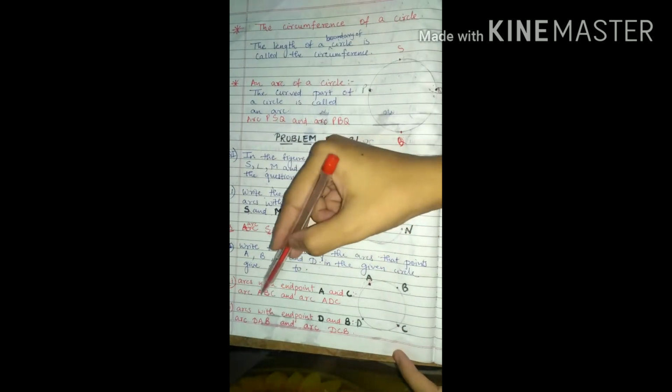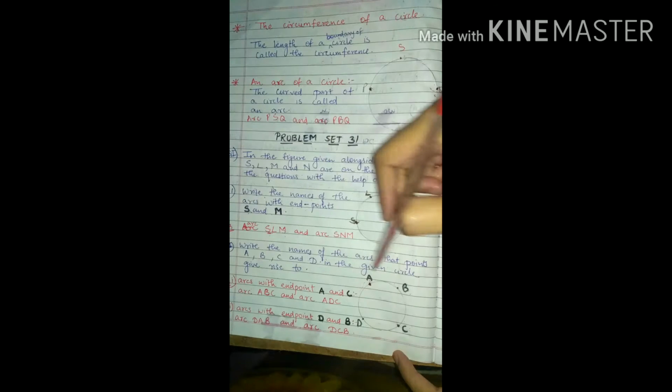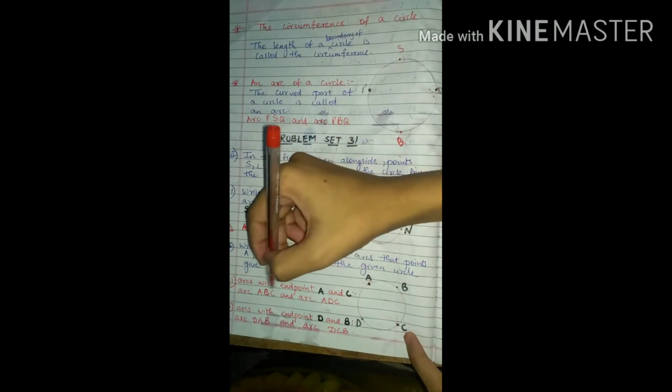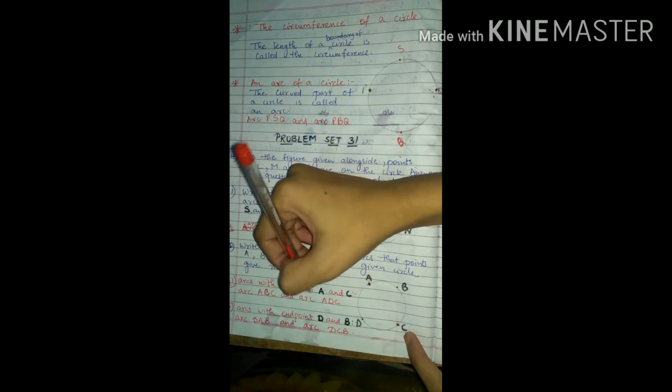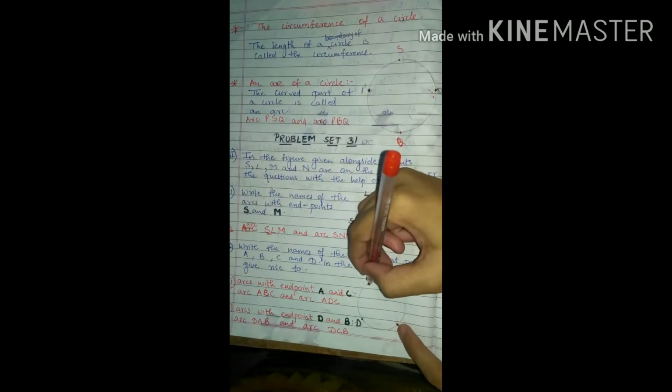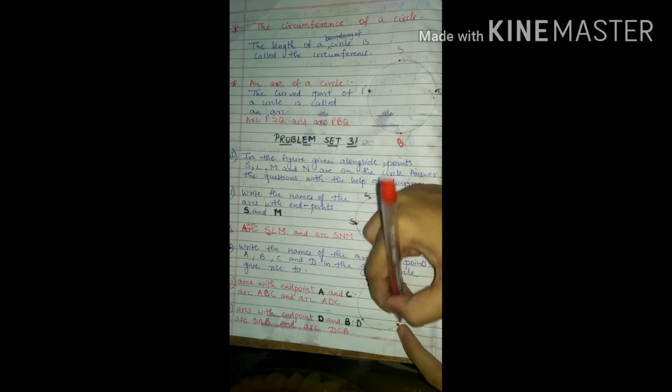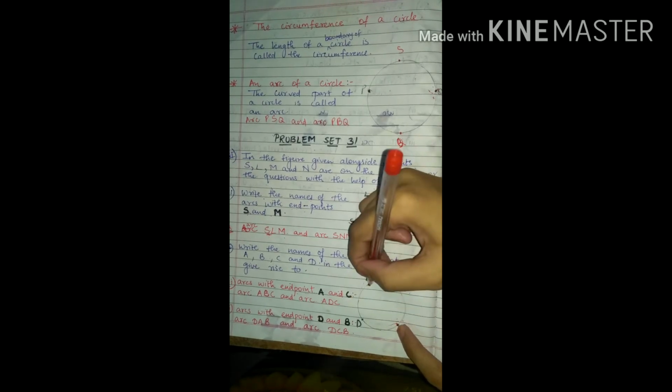Arc ABC and arc ADC. Remember that the end points, you have to note that A and C are the end points. So one arc is here, this, and the other arc is this. This too is the end point.